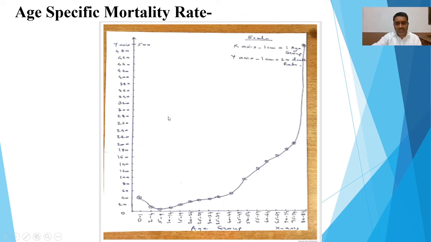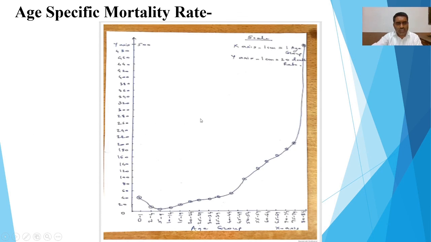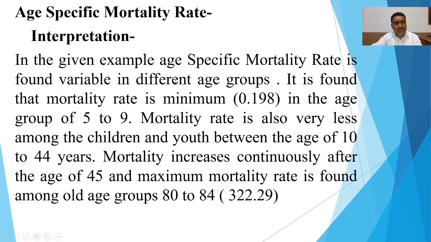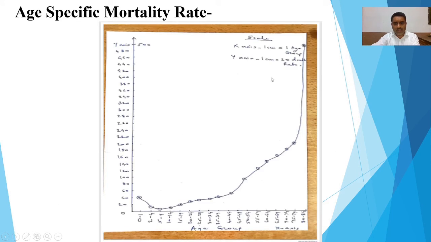So what does it indicate? It indicates that a J shaped graph occurs. So the interpretation is here. In the given example, age specific mortality rate is found to be variable in the different age groups. You can see in the graph.